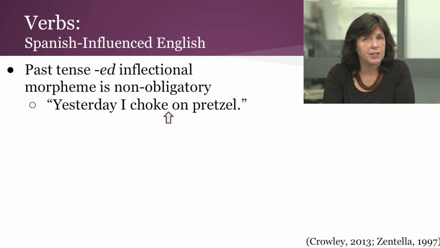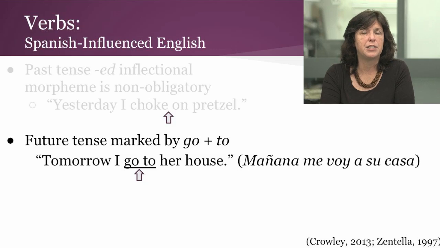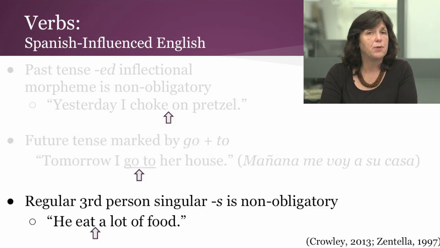In Spanish influenced English, the past tense ed inflectional morpheme is not obligatory. So an utterance like, yesterday I choked on pretzel is grammatically correct in Spanish influenced English. Also, the future tense can be marked by a combination of the words go and to. So, tomorrow I go to her house. This comes from the Spanish, mañana me voy a su casa. In standard American English, one would use the auxiliary verb will to indicate future tense, as in, tomorrow I will go to her house.